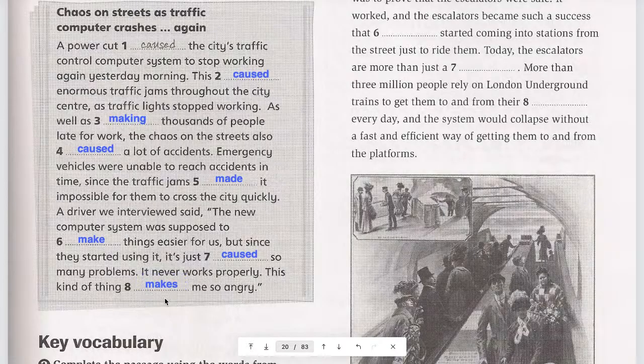Now, we know that we need to use make, right? Why? No, that's not a noun. Me is not a noun. Yes, you underline the word me, that is a pronoun. Something like him, her, it, them, us, me, something like that, they're pronouns. Okay? So that's a pronoun plus an adjective. Angry is an adjective. Okay? Pronoun plus an adjective.